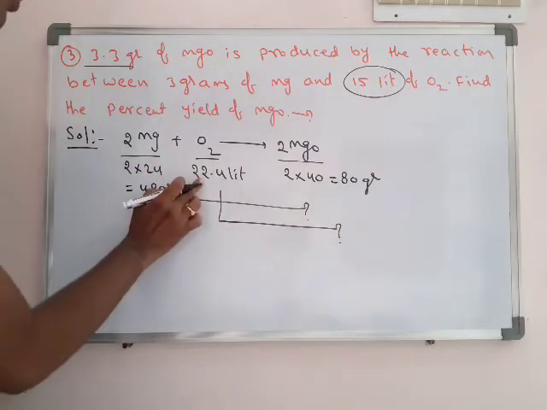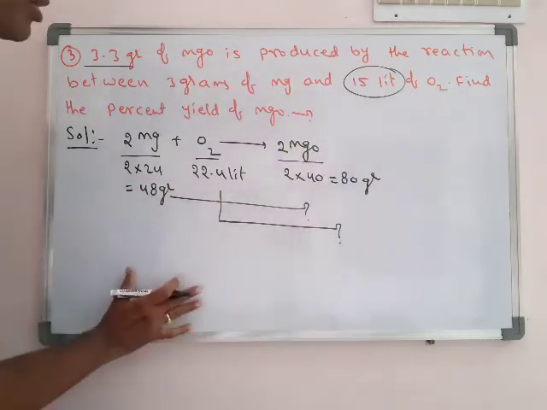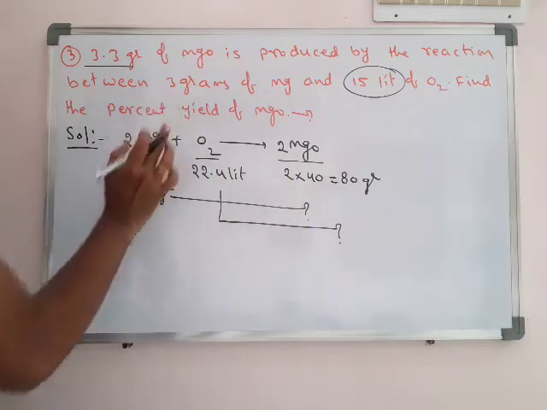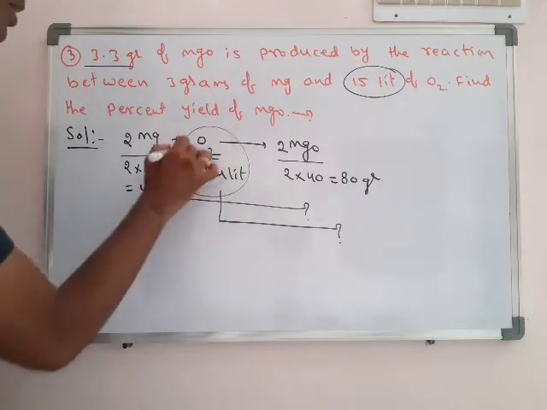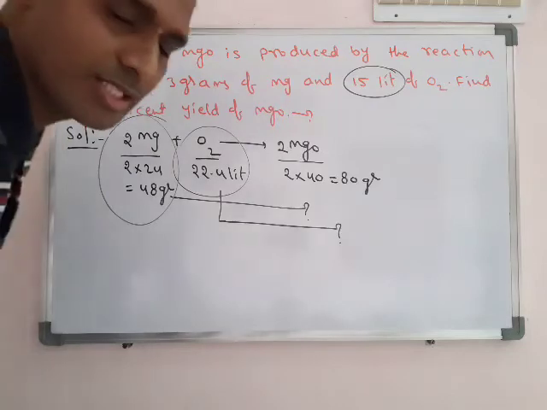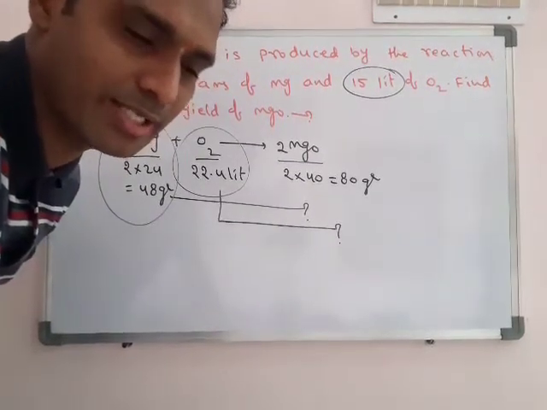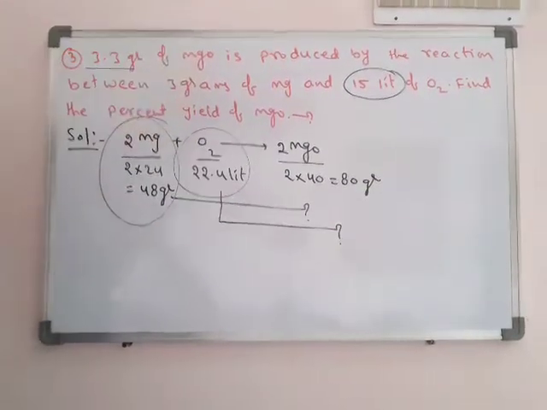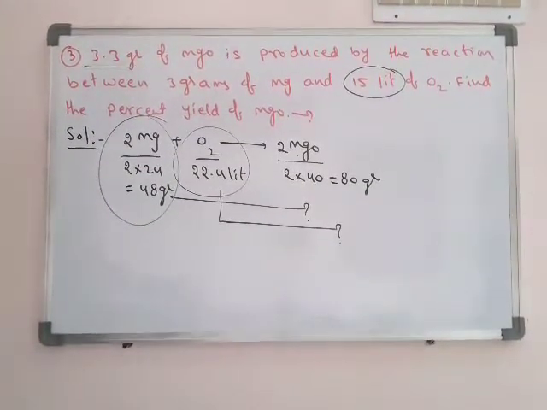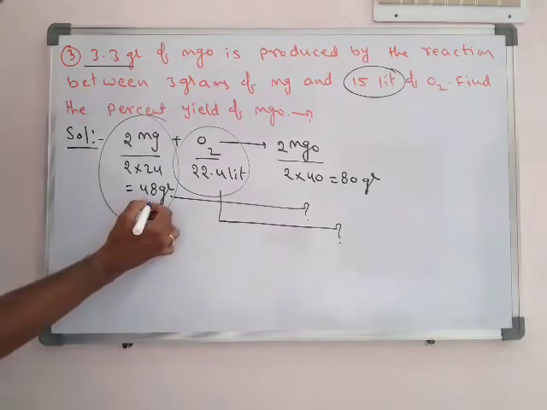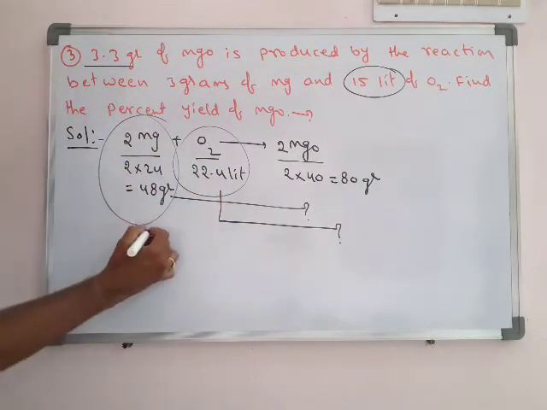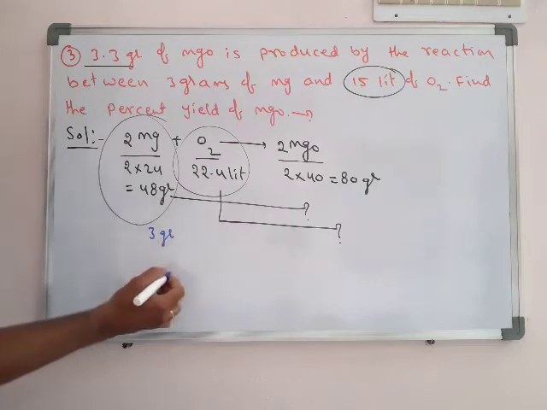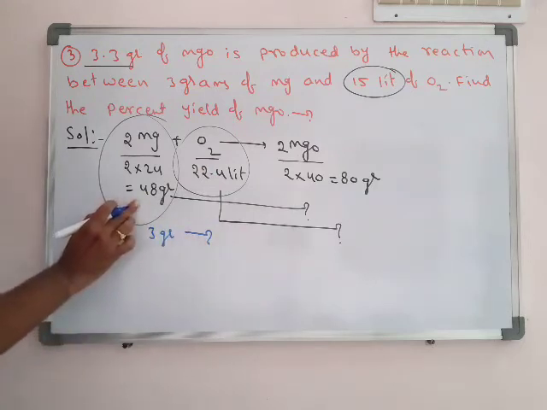For 22.4 liters, how much? What about 15 liters? Compare with magnesium: 48 grams gives 80 grams. What about 3 grams? We must take one reactant, the one which is completely consumed in the reaction, called the limiting reagent. Before proceeding with the calculation, we must identify the limiting reagent. Here 48 grams goes with 22.4 liters. For 3 grams, how much O2 is required?